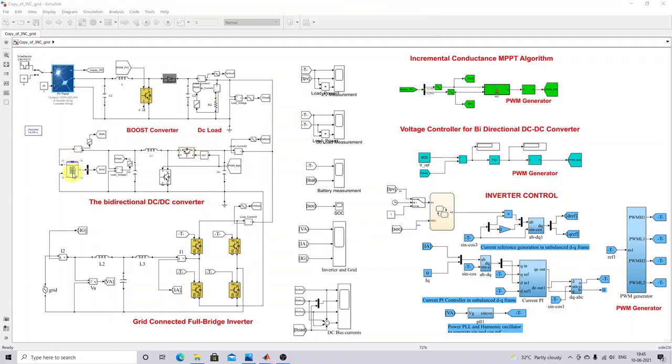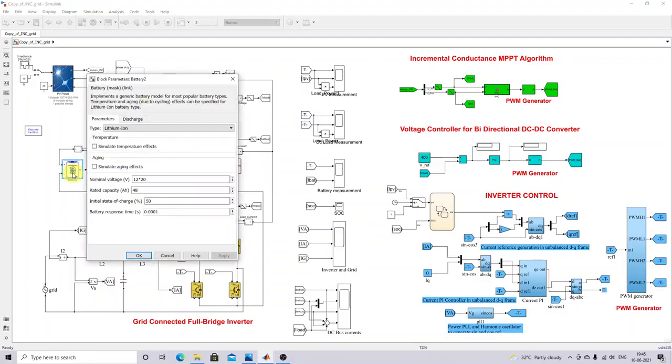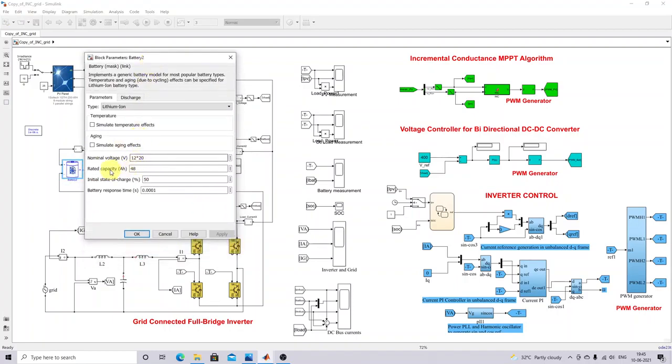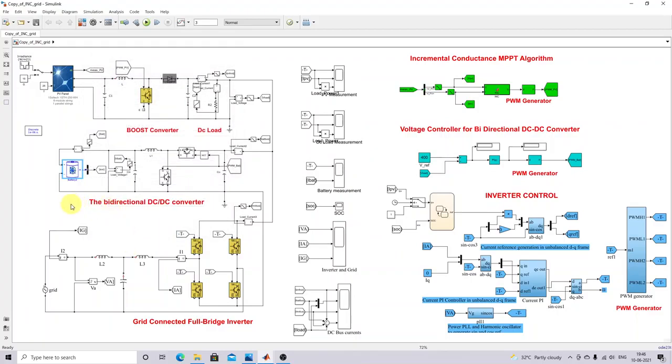So next one is the battery. Here is the detail of the battery. We are using 12 volt with 20 series battery. Okay, then the nominal voltage is around 240 volt. The capacity of the battery is around 48 Ah, and the initial state of charge is fixed at 50. Okay, so this is the battery detail of the simulation, and then it's going to be connected with the DC bus via this bidirectional converter.